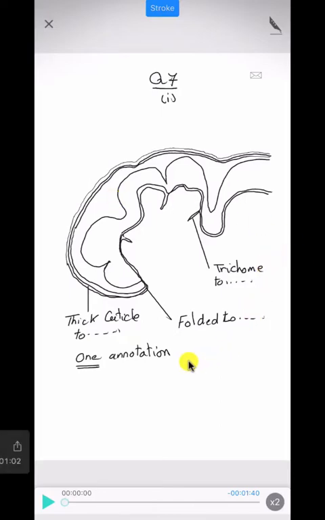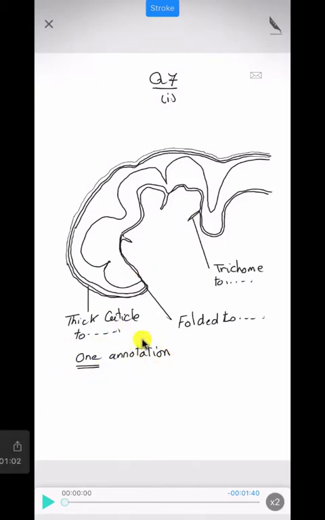Now I have 3 annotations ready. It has a thick cuticle to reduce water loss by transpiration as it is waterproof. Here it is, 1 annotation. He asked for 1 annotation only, but I will tell you 3. Another annotation: it is folded to reduce surface area, to reduce water loss. Another annotation: the presence of trichomes to trap water vapor to decrease the water potential gradient between the inside and the outside of the leaf, so reducing transpiration.